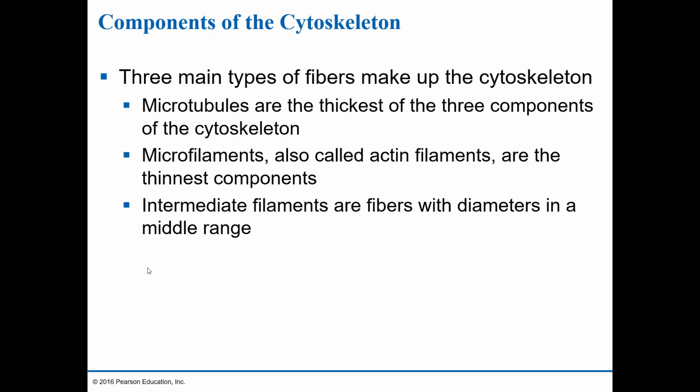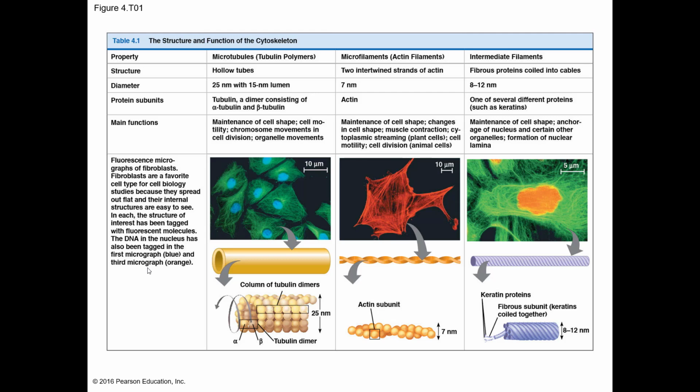So I would know the three different types of fibers that make up the cytoskeleton. We've got microtubules, microfilaments, and then these little things called intermediate filaments. So microtubules are the thickest. Microfilaments are also called actin filaments. They're the thinnest. And then intermediate, guess what? It's things with somewhere in the middle range.